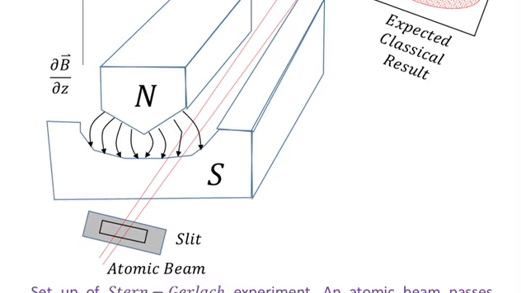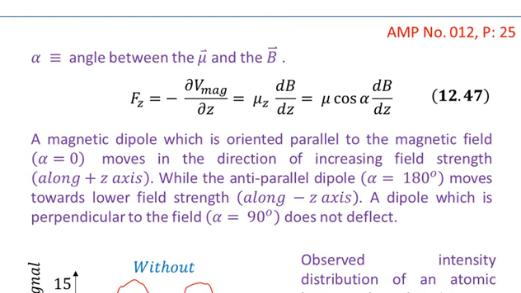The force that will act upon the atoms is given by this one. So alpha is the angle between mu and B, and the force along the z direction will be equal to the minus partial derivative of the magnetic potential with respect to the z axis, which will be equal to mu z times dB over dz. So in the previous equation, I have just taken the derivative with respect to z, and I have substituted back the value of mu z, which was mu cos of alpha. And the derivative dB over dz is present over here.